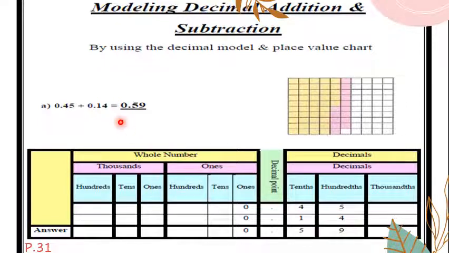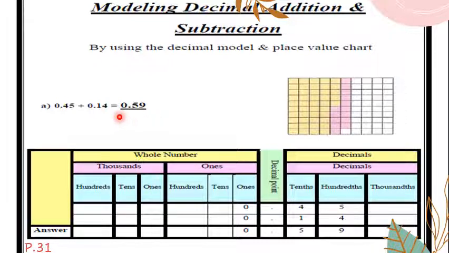Then I'm gonna add the second number, 0.14. I'm gonna write 0 under the ones, decimal point under the decimal point, 1 in the tenths, and 4 in the hundredths. Then I'm gonna make adding from the right side. 5 plus 4 equal 9, and 4 plus 1 equal 5. Decimal point plus decimal point equal decimal point. 0 plus 0 equal 0. So the answer is 0.59.